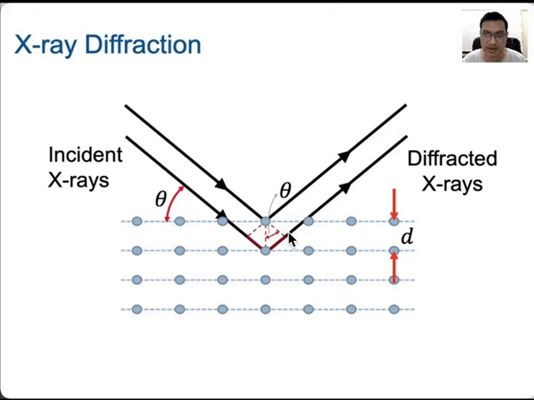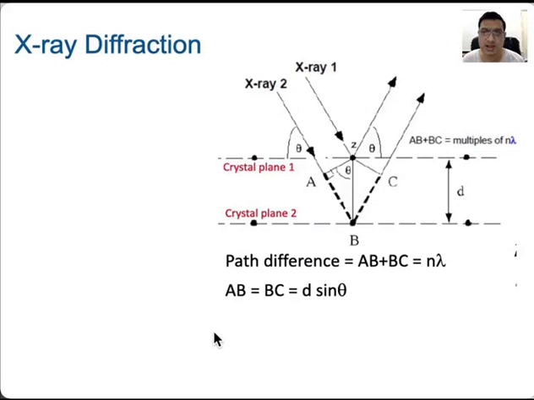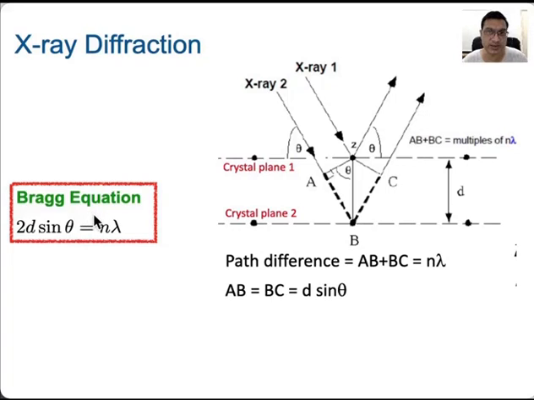If you draw a normal from this point to here, and this point to here, to calculate the path difference, as we have seen in the case of the Young double slit experiment, then this angle also becomes theta. Then it is pretty trivial to calculate the path difference. The path difference will be AB plus BC, and this path difference must be of the order of n lambda if you want to see a bright spot in the detector. AB is d sine theta, and BC is also d sine theta. So what you get is 2d sine theta equals n lambda, and this is what is called Bragg's equation or Bragg's relation, where n is the order of diffraction.